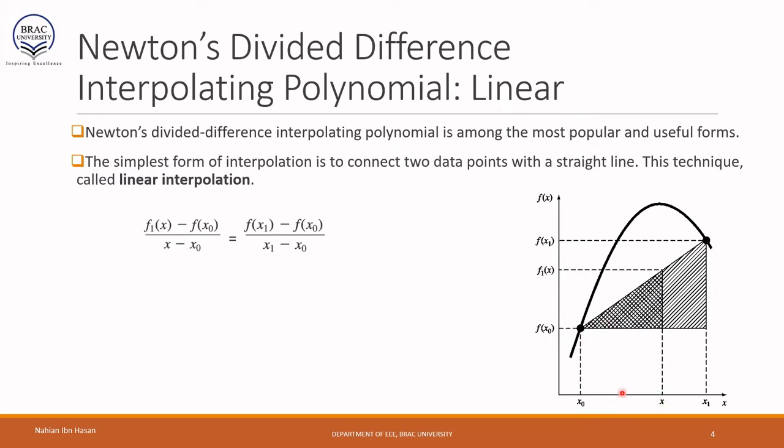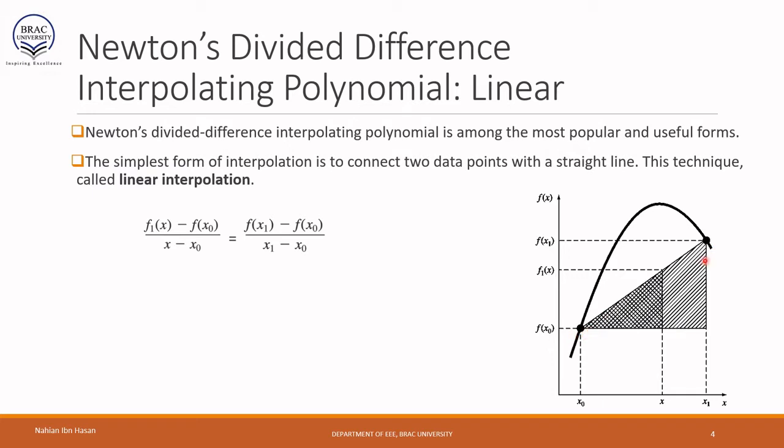In the figure, we are given two data points, x0 and x1. Corresponding to x0, the function value is f of x0. This dot is the first data point, and the second data point is at x1 where the function value is f of x1. We need to fit a straight line through these two points. That's the main purpose here.